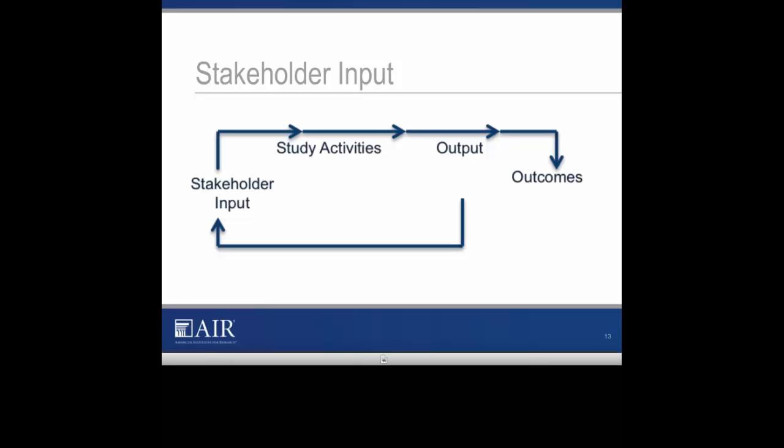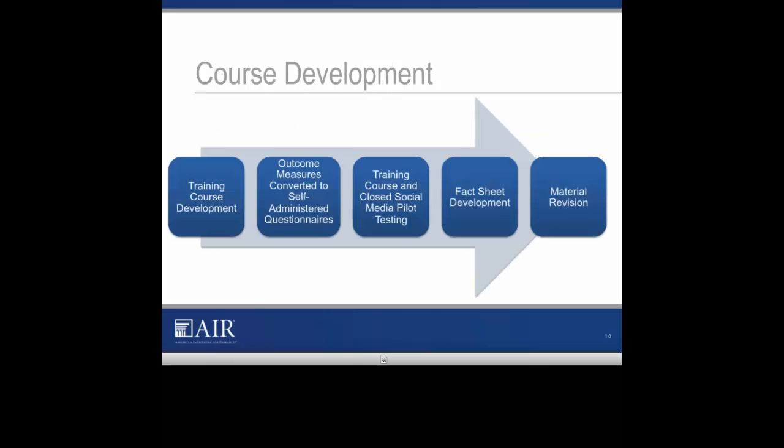So a little bit about the course development. We're developing an interactive training course, one for transfers and one for maintenance, and the course development scheme will be the same for both. The course itself will include material presented in a lot of different manners: text, video, pictures, quizzes, self-assessments. These self-assessments are converted from existing outcome measures. And then once we have those together, we'll be piloting the course to a closed group.